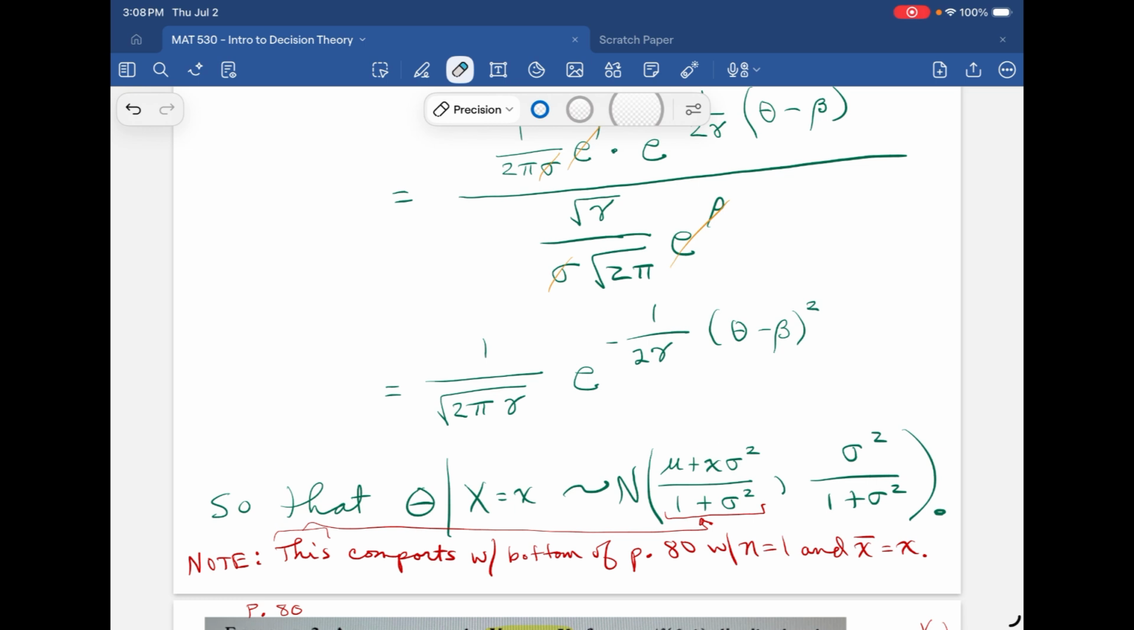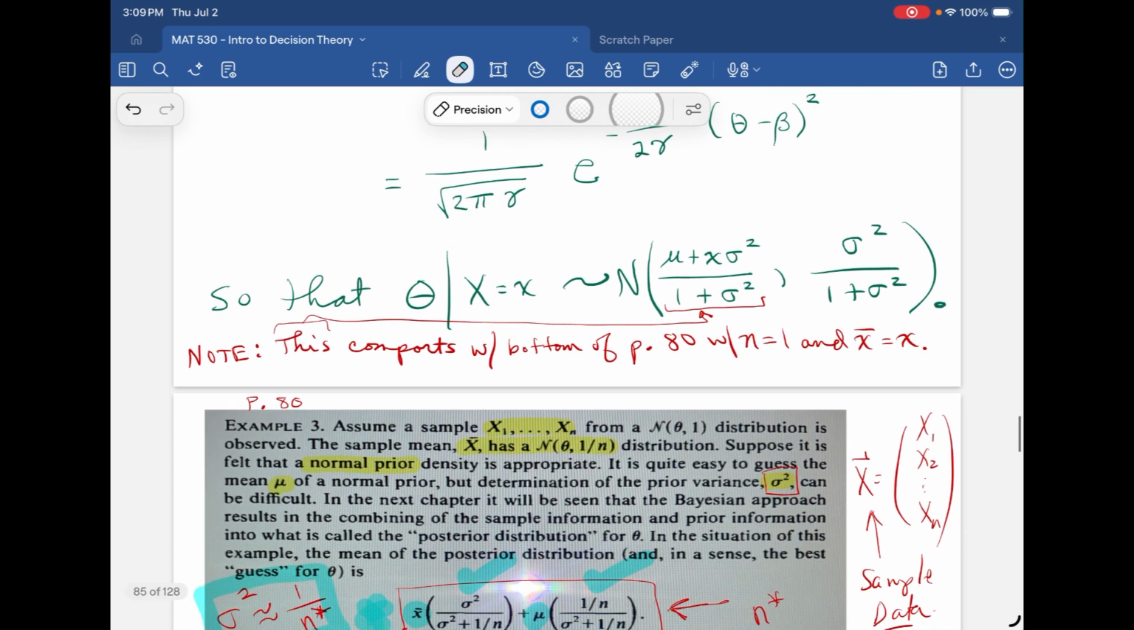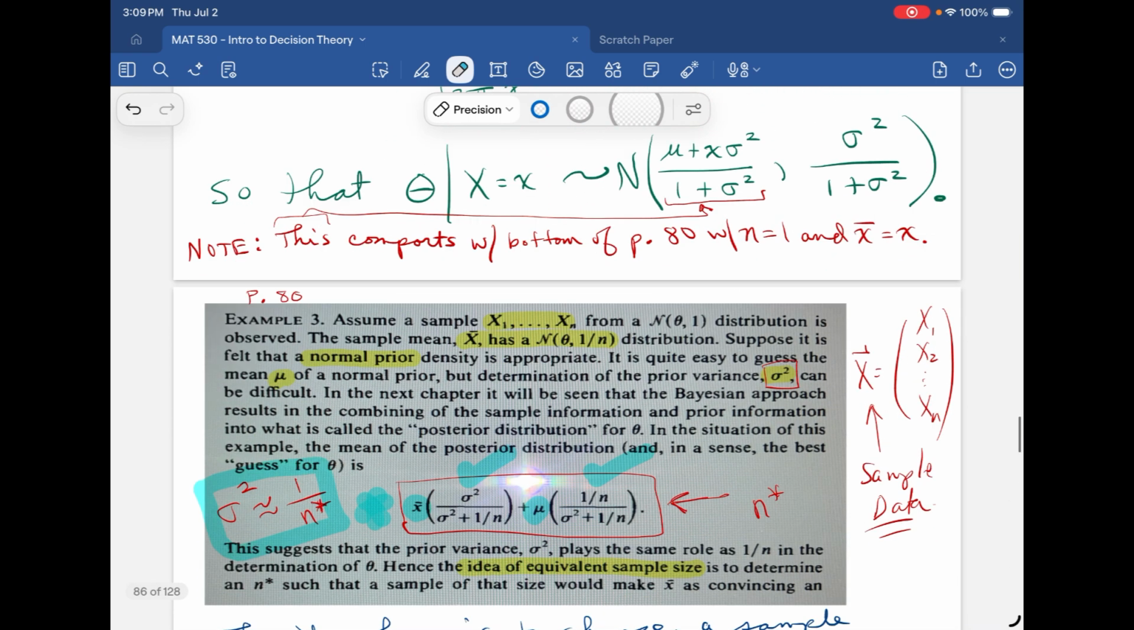Now, if you compare this to what you see in the textbook at the bottom of page 80, where n is 1, remember we only did this with one observation. We didn't actually have multiples. In the book, they did this using x bar, whereas, like I said, we just have one observation. But that comports with what is in the textbook when n is 1.